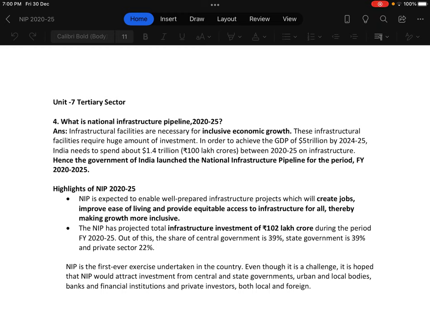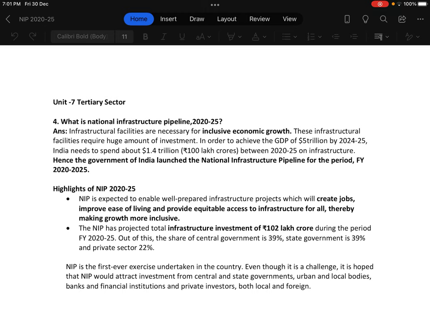This is the first of its kind. So far, such a major amount of investment, such a major project, has not been undertaken in our country. This is the first ever exercise undertaken in the country. That is why it is a challenge whether the targets will be achieved or not. That is a challenge for the country.